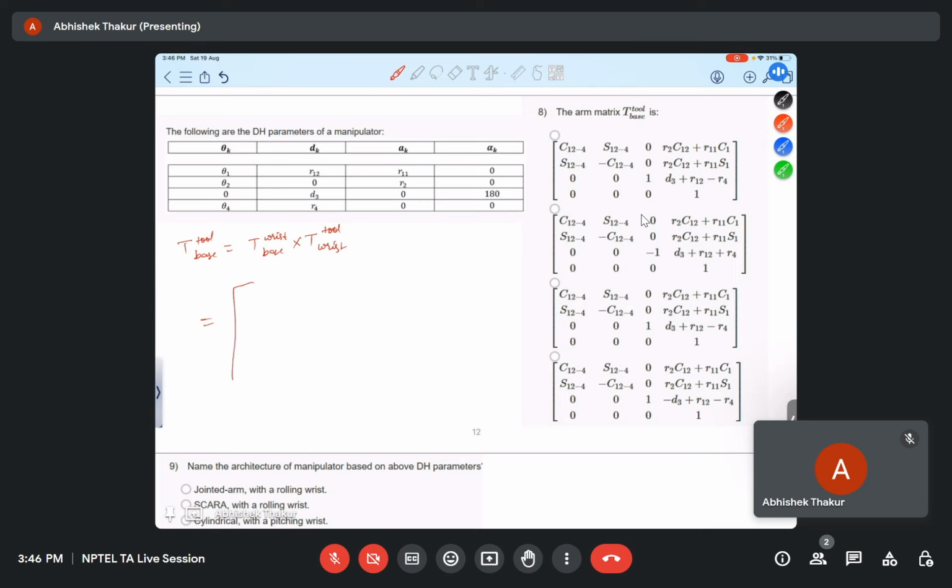So this will become equal to C12 minus 4, S12 minus 4, 0, and the position will be R2 C12 plus R1 C1. So you can solve this question. The answer will be option C.